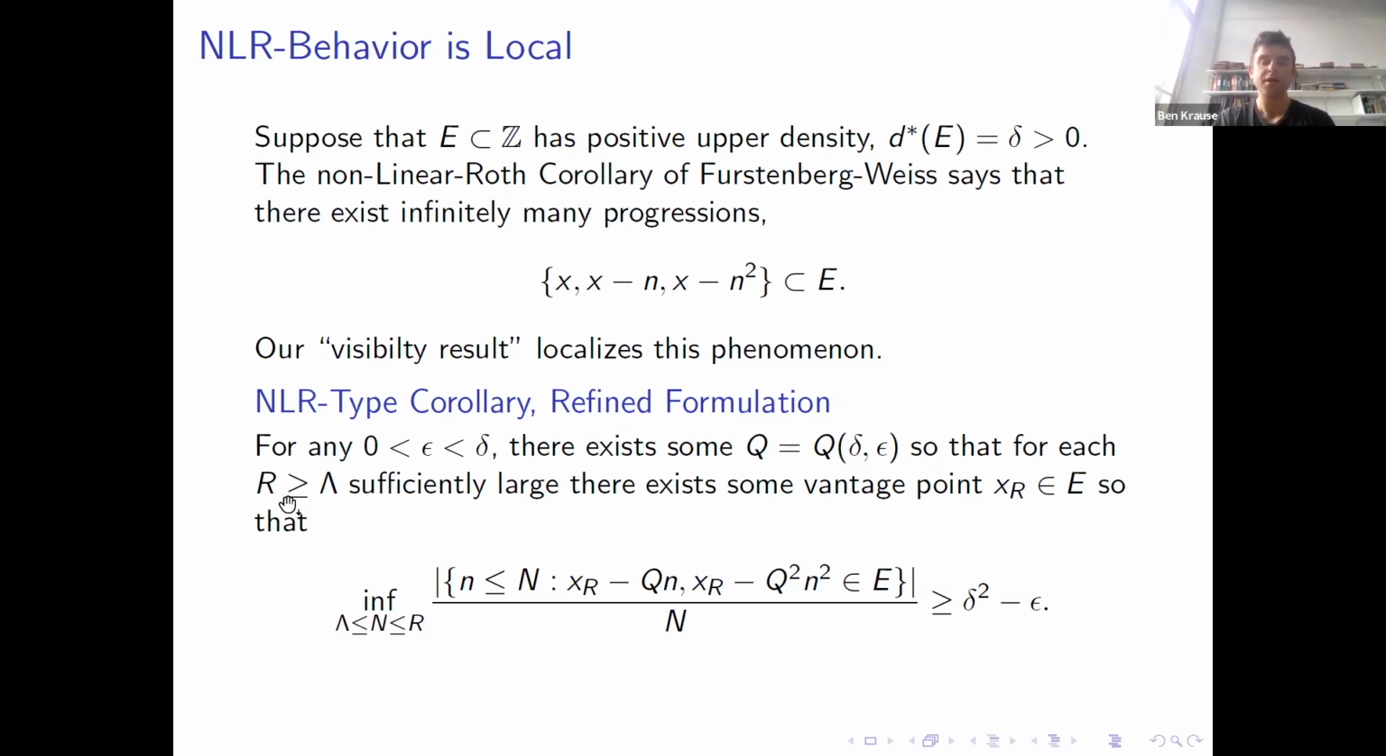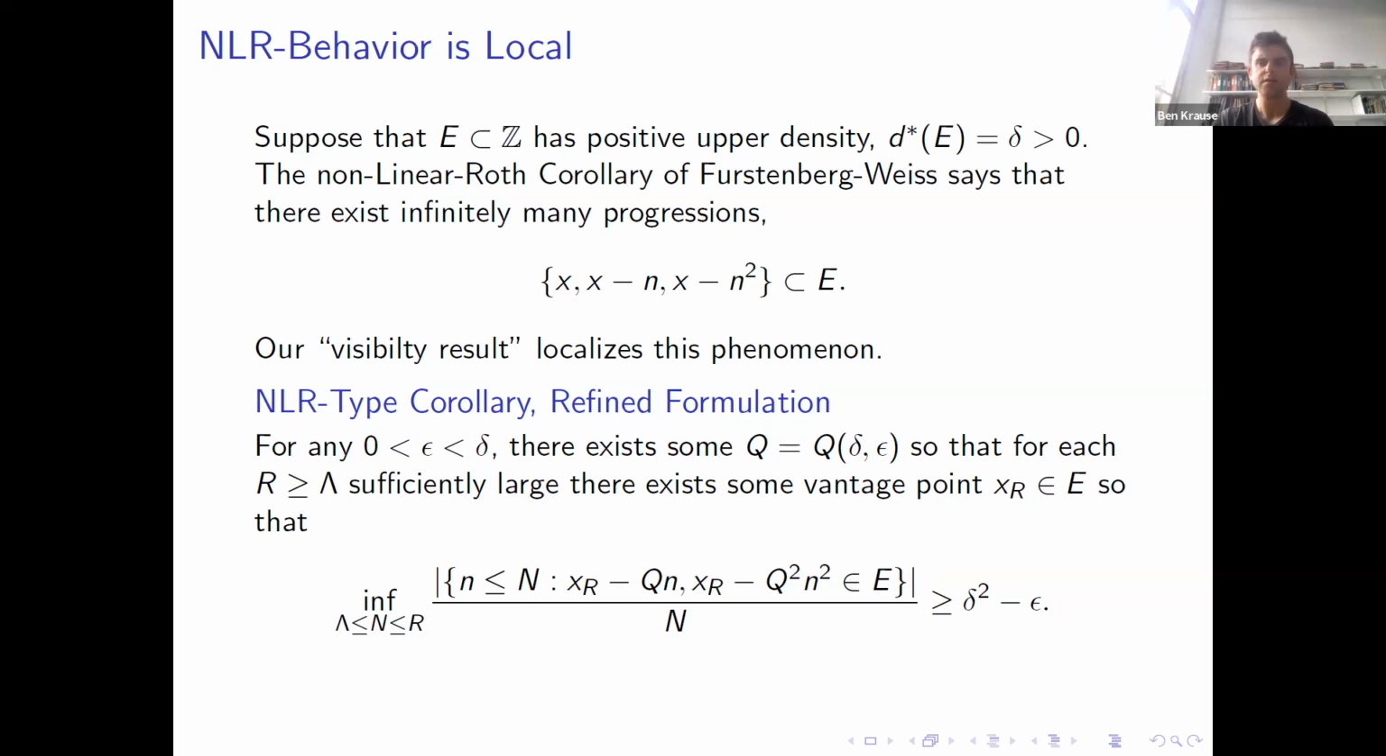So that for any sufficiently large time, there exists a single vantage point so that the percentage of time where x, x minus qn and x minus q squared n squared is in your set, it's not quite delta squared, but it's delta squared minus epsilon. And this lower bound holds uniformly for all large scales. So there exists a single physical location x, r, and E, so that you have lots of configurations x, x minus n squared that also live inside your set. And if you're willing to pass to an arithmetic progression, you get the density predicted amount.